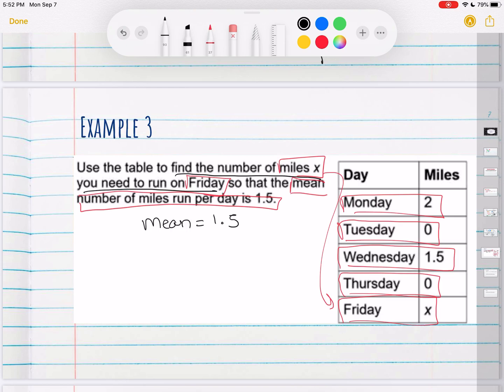Now, what is the mean? Remember, the mean is when you add up all the values and then you divide by how many values there were. So in this case, the mean is the number of miles on each of the days. So on Monday, I ran 2. On Tuesday, I ran 0. On Wednesday, I ran 1.5. On Thursday, I ran 0. And on Friday is unknown. We don't know it. They're telling us right now that it is x miles. That's what we're trying to figure out. How many miles x I need to run.